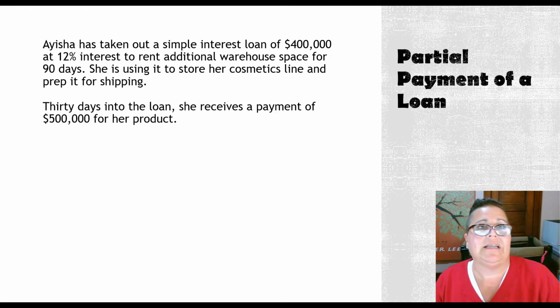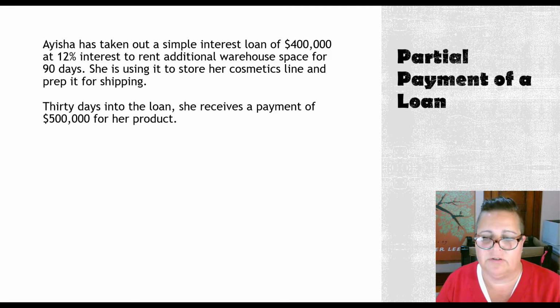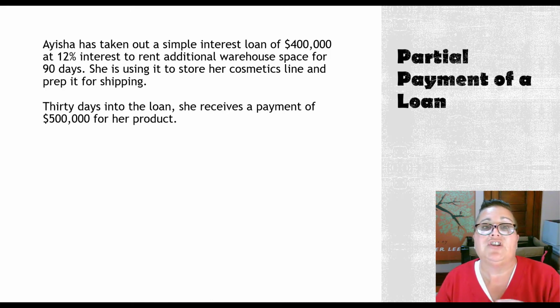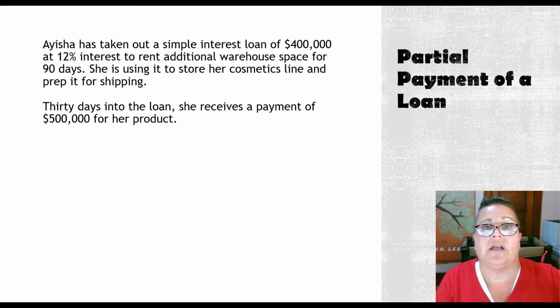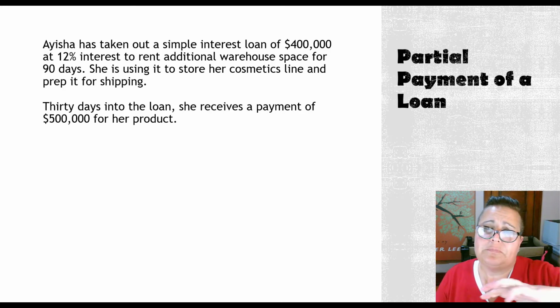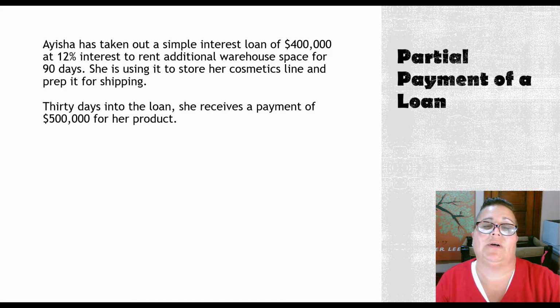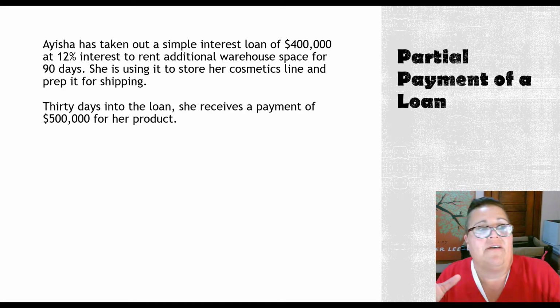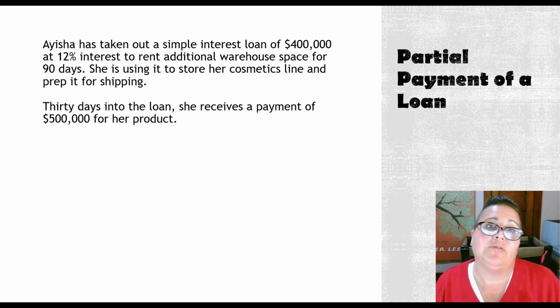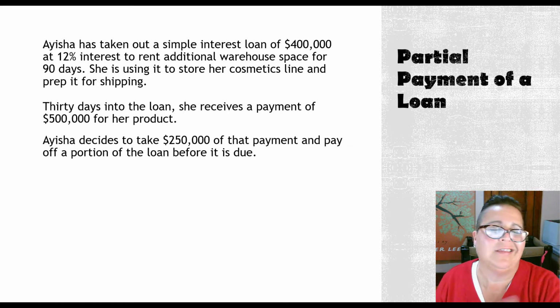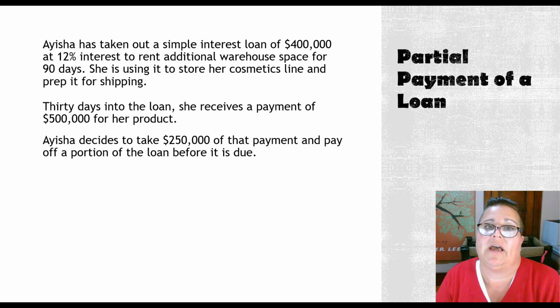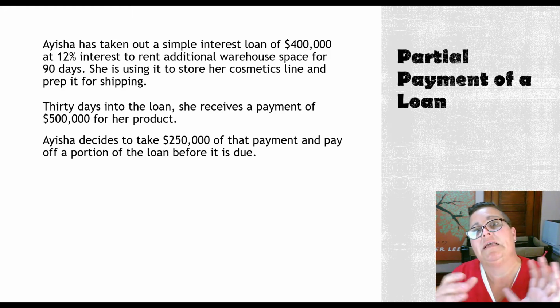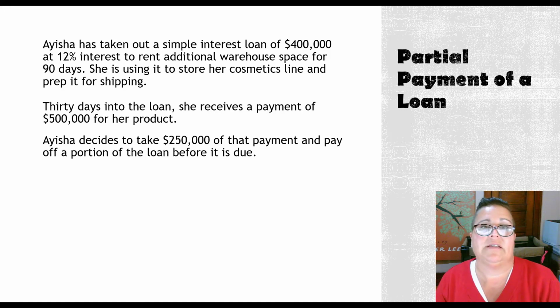Now, 30 days into this loan, so she's taken out the loan, she's rented the space, it's 30 days in. She gets a payment of $500,000 for advanced orders on the product that she's going to be shipping out in another 60 or so days. So she needs to make a decision on how she wants to allocate that $500,000. One of the options she has is to take a part of it, in this scenario, half of it, and put it towards the loan that she took out to pay for the warehouse space and everything that goes along with this.